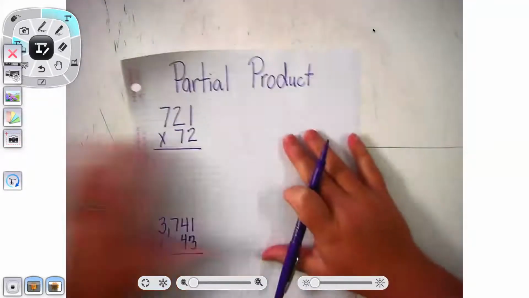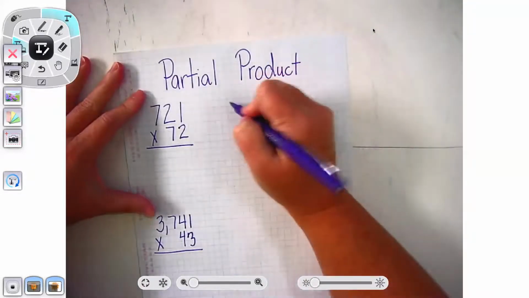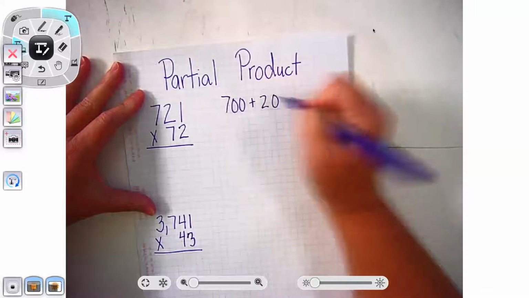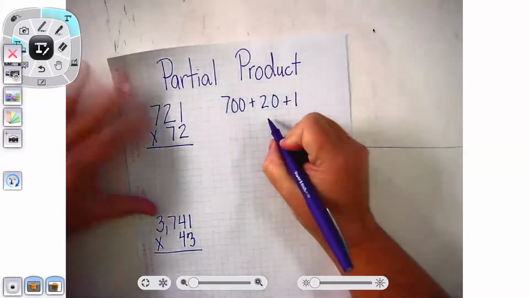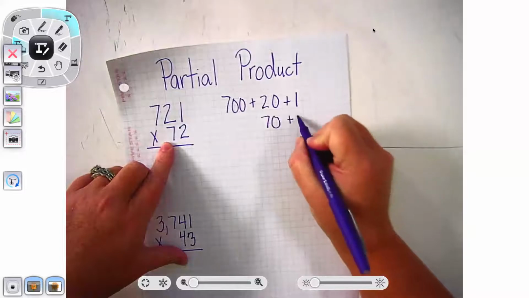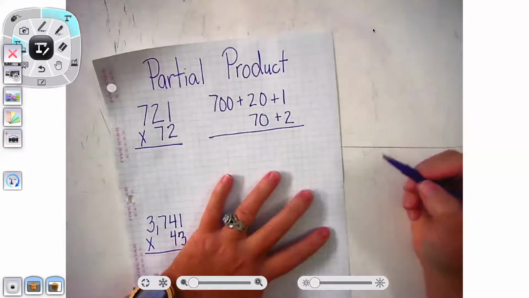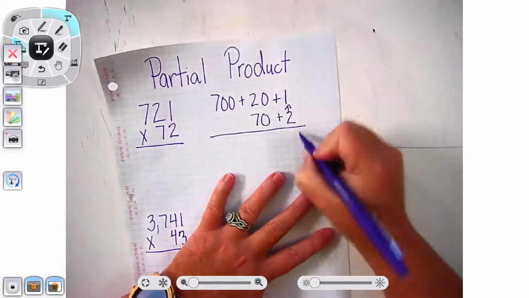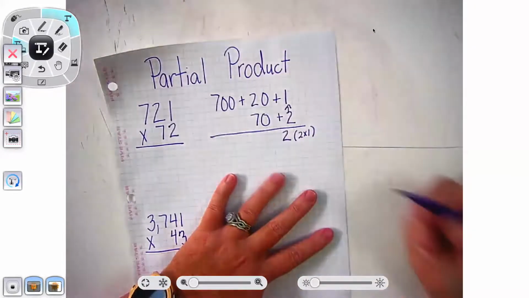So I'm going to break down 721 into that expanded notation. So I'm going to do 700 plus 20 plus 1. Okay. Then I'm going to break this down into 70 plus 2. Okay. Then the first thing I'm going to do is I'm going to take my ones number, 2 times 1. So I'm going to take 2 times 1. That gives me 2.